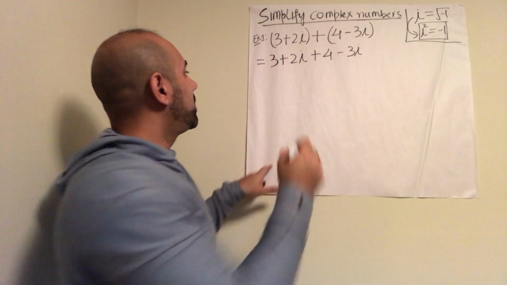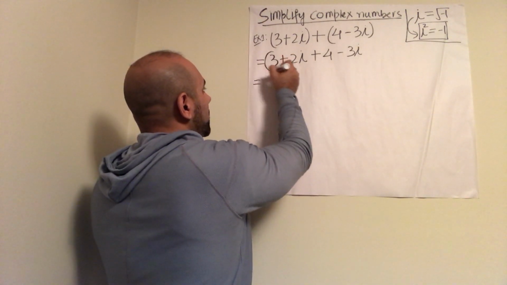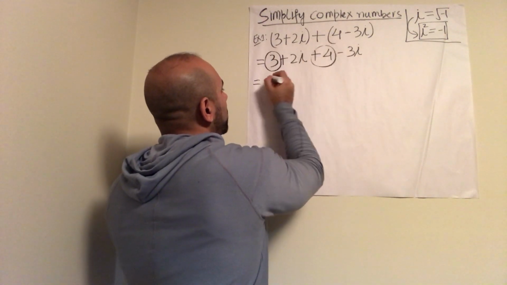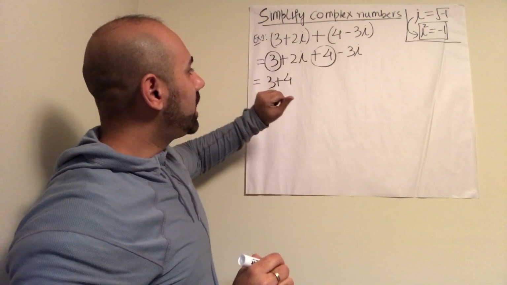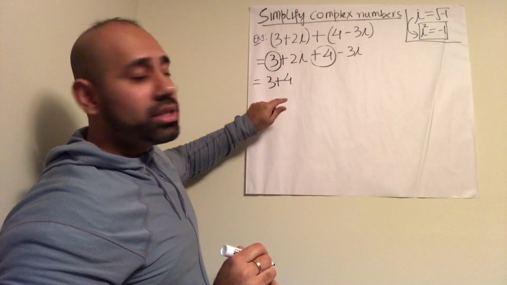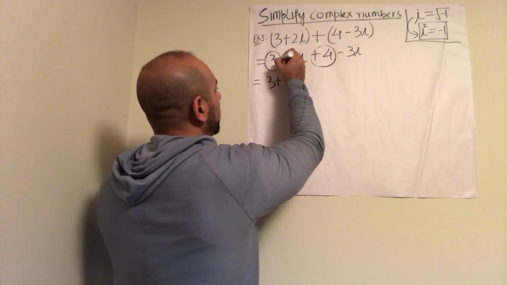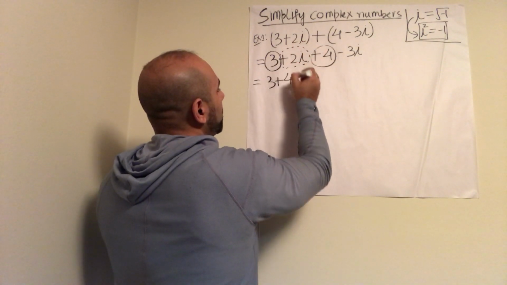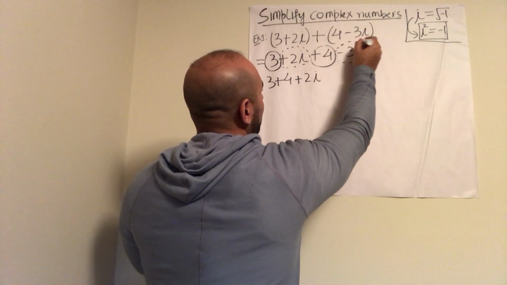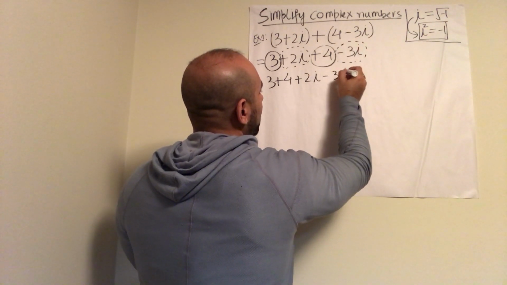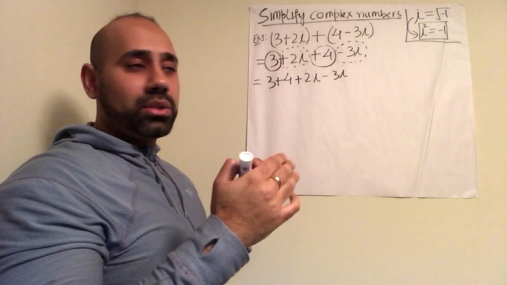In this case, the like terms are the real pieces, which are this 3 and positive 4. So I write them next to each other, 3 plus 4. Similarly, I'm also going to combine the imaginary parts. The imaginary parts being positive 2i, so I write positive 2i, and the other imaginary piece is negative 3i. So I simply combined like terms, or wrote them next to each other.